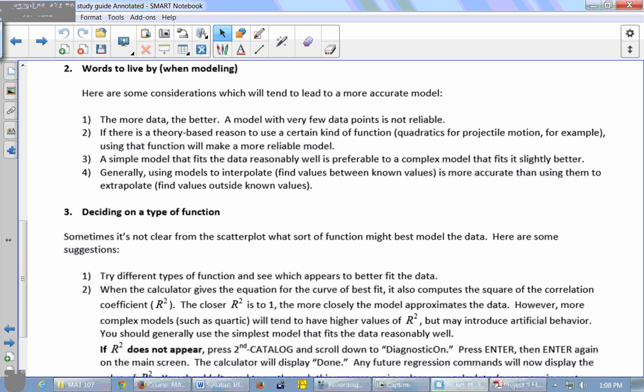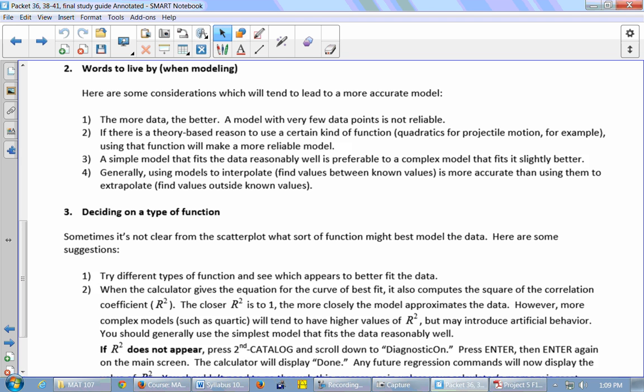Words to live by when you're modeling. The more data you have, the better. A model with very little data is not very reliable. If there's a theory-based reason to use a certain kind of function, quadratics for projectile motion, for example, because Newton proved that quadratic is the way these things work, right? So it would make sense to use a quadratic function.